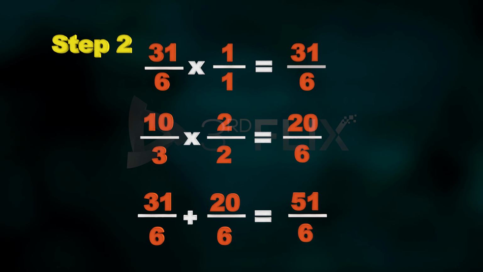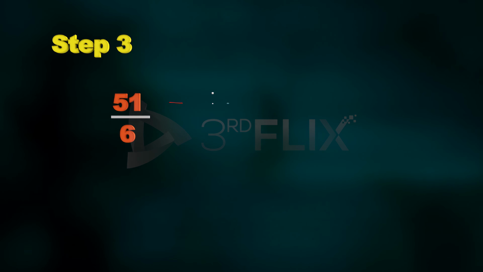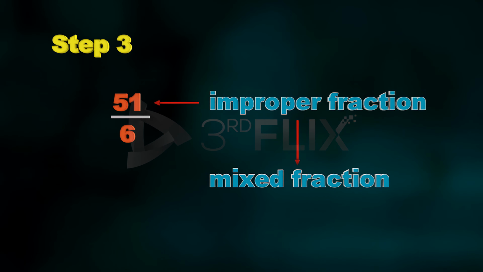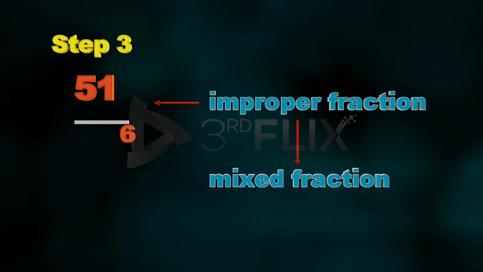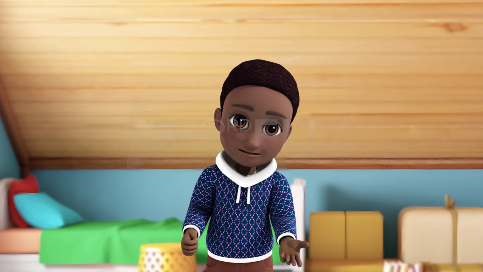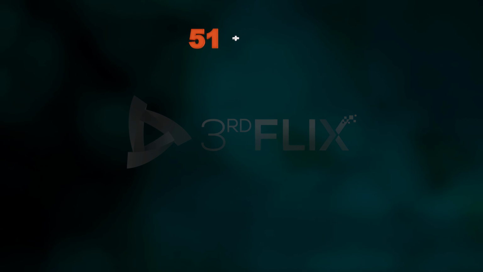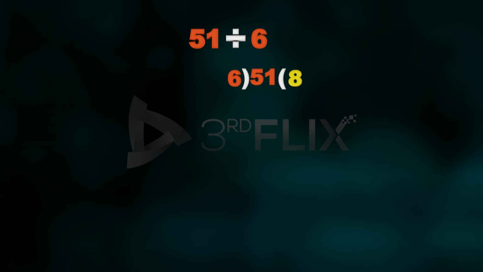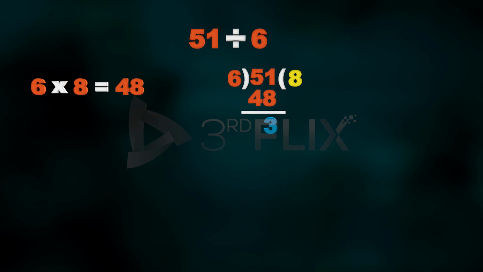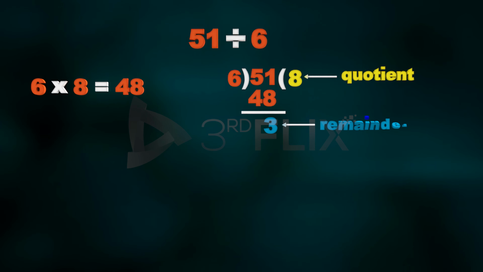Step 3. If the final answer is an improper fraction, change it to a mixed fraction by dividing the numerator by the denominator to find the number of wholes and parts in the improper fraction. 51 divided by 6 gives 8 as the quotient and 3 as the remainder.